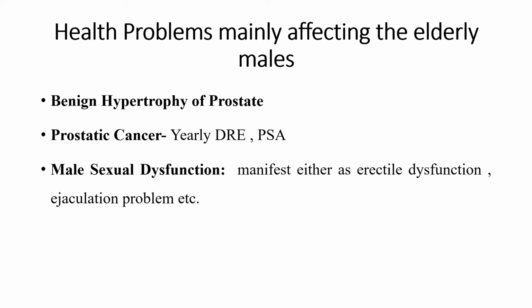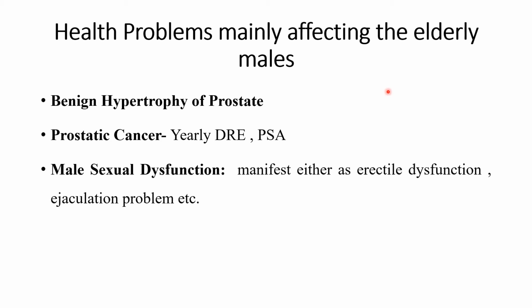So then we have this screening. You can screen for these two conditions. You can do yearly digital rectal examination. That is a screening tool both for benign hypertrophy of prostate as well as for prostatic cancer. Ideally, after completing 65 years of age, it should be done annually. If you cannot do it annually, at least biannually this screening should be done for benign hypertrophy of prostate and prostatic cancer, especially in males.